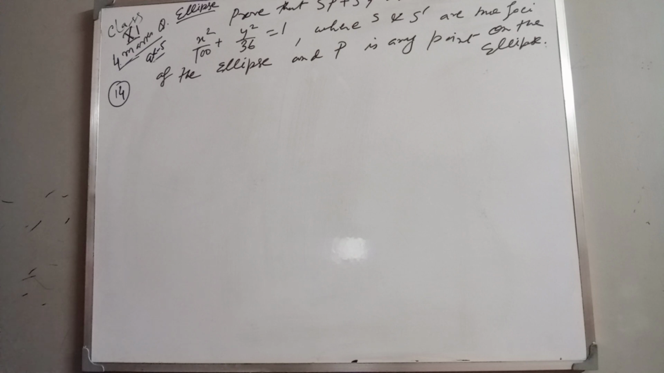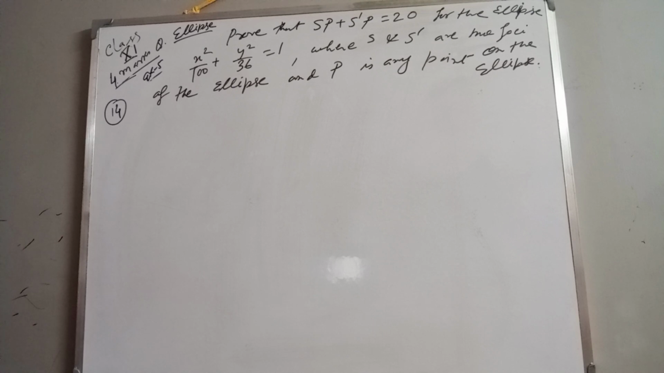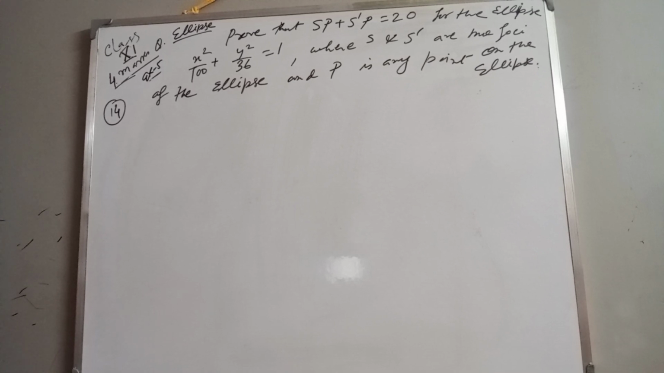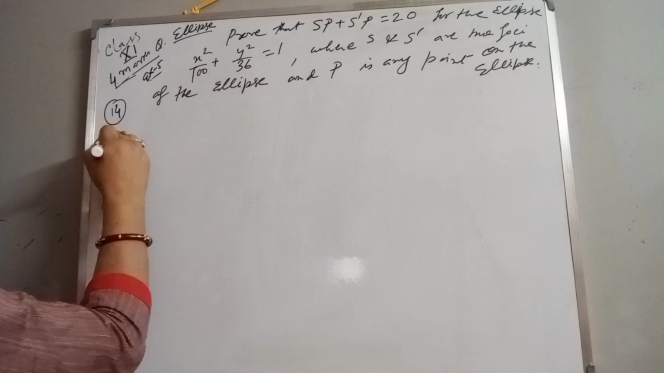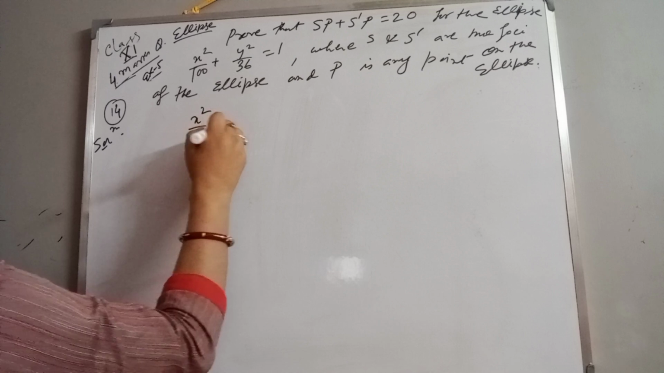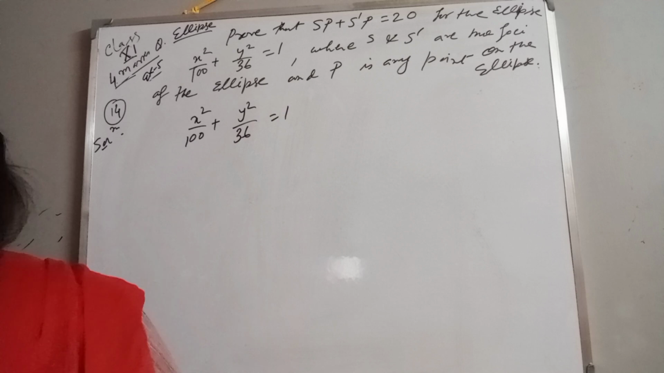Now see. Prove that SP plus S dashed P is equal to 20 for the ellipse x squared by 100 plus y squared by 36 is equal to 1, where S and S dashed are two foci of the ellipse and P is any point on the ellipse. Now let me write the equation first. What is the equation of the ellipse? X squared by 100 plus y squared by 36 is equal to 1.